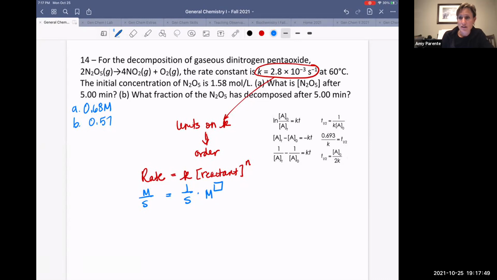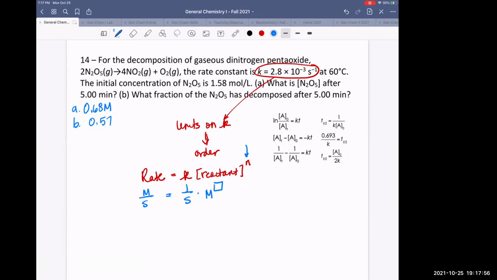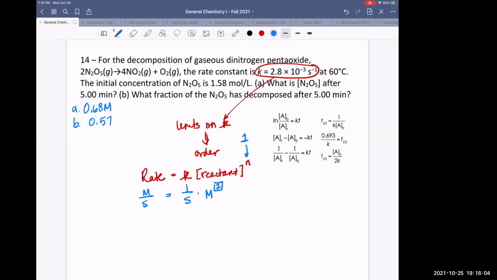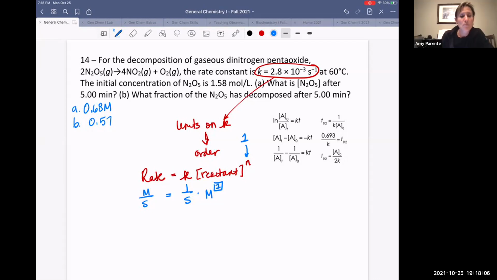Well, let me ask a question. If this was a first order process, what would N be equal to? N would be 1. So let's go through this. If N is equal to 1, then I'm putting a 1 in here. That means I'm only going to have 1 molar. I'm going to be multiplying molar times 1/second, which is the units of the rate constant. And in that case, I'm going to have molar over second equals molar over second. My reaction is first order.